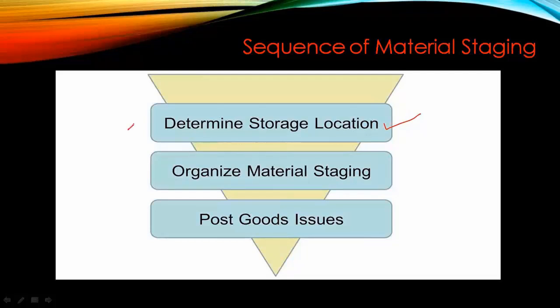That's the first part we'll cover. Then we'll talk about how the material staging is done, where we'll talk about the pull list and the pick list. And finally we'll talk about the post goods issue, which is number 3. So once we do the goods issue, then what happens? Let us start with the first one, determining storage location in the production order.